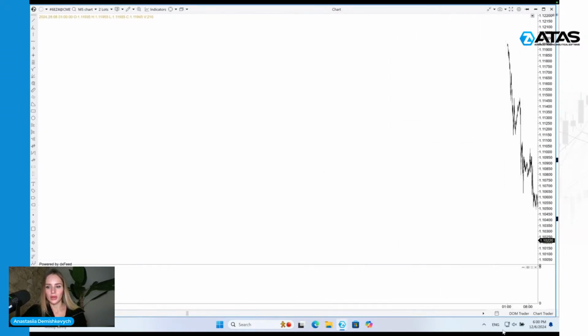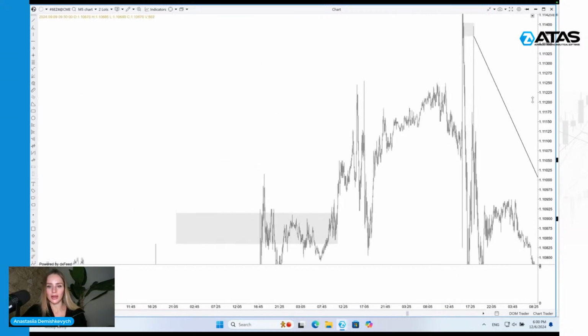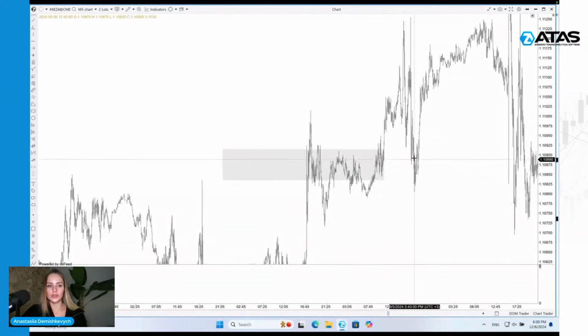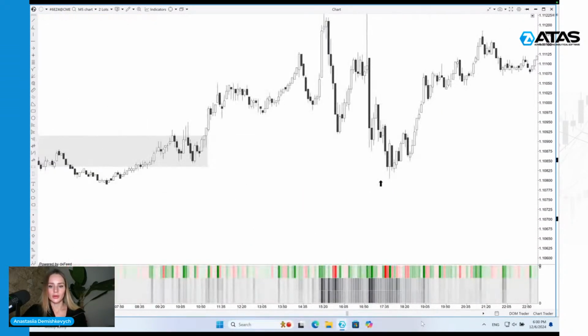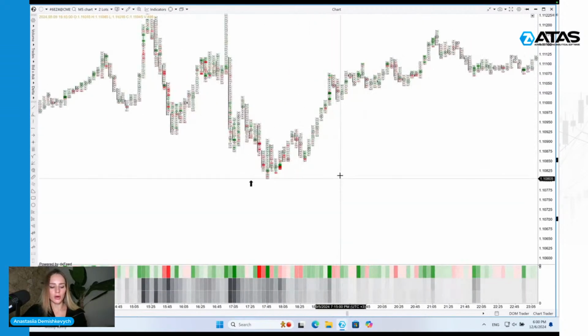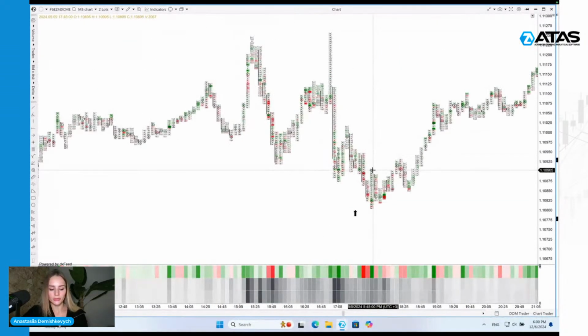There we go. So our high volume node on the 5-minute time frame is right here. And we are examining the footprint when the price returns to the high volume node, which means in this area. So if we get closer, what do we want to see from their footprint?